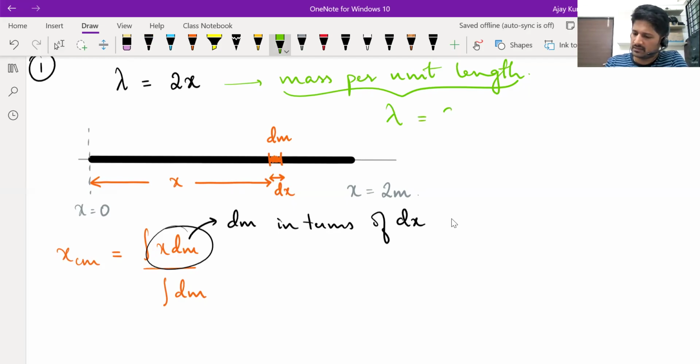So lambda can be taken as dm by dl, small mass by small length. You can also write it as dm by dx.